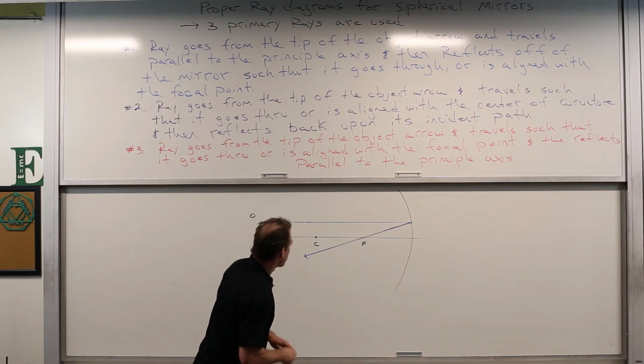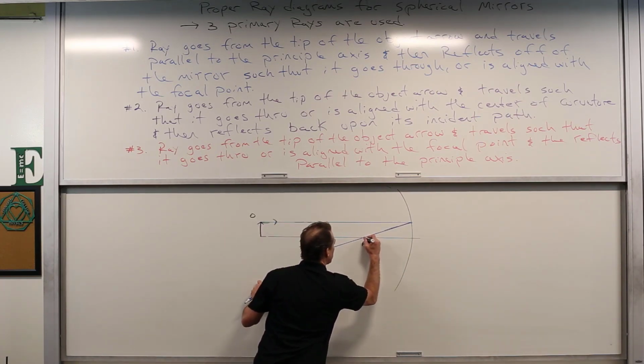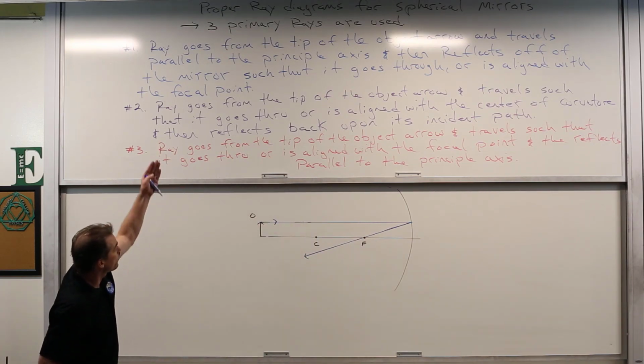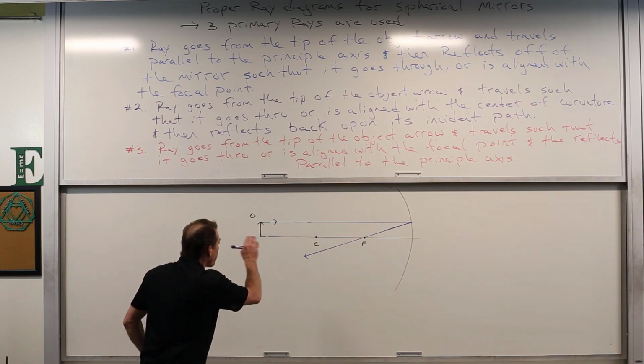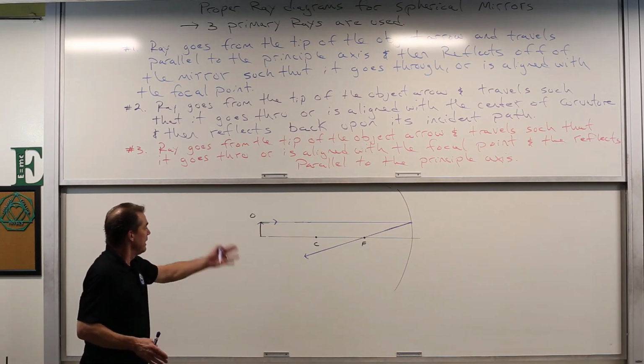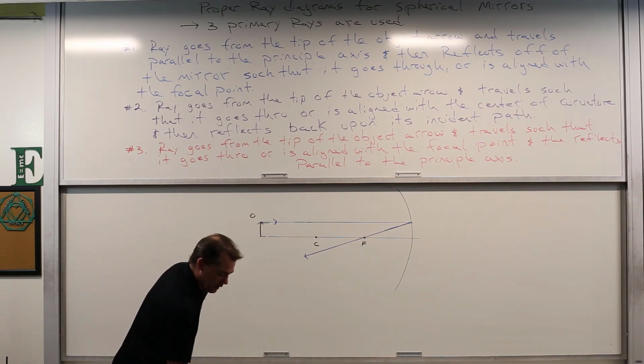And then we've got ourselves the second ray. Focal point back in there. Second ray. Well, the second ray says it goes from the tip of the object arrow through the center of curvature, or is aligned with. In this case, it physically goes through it, and then just reflects back upon itself. That is our purple ray here.